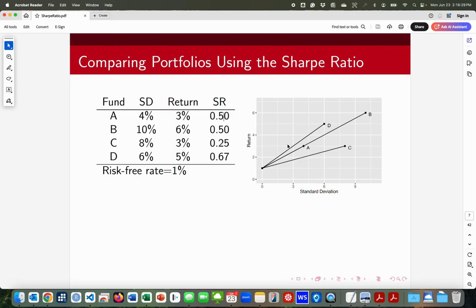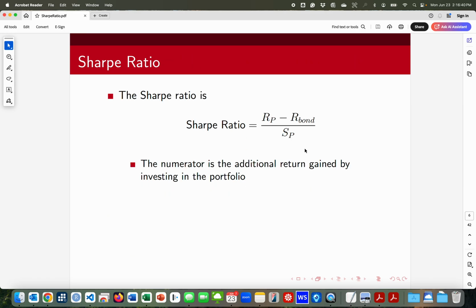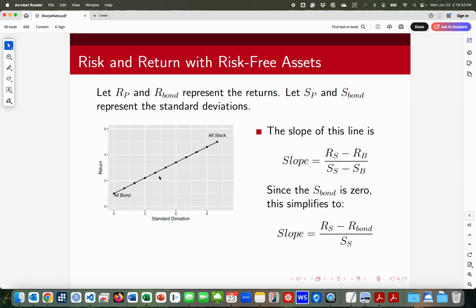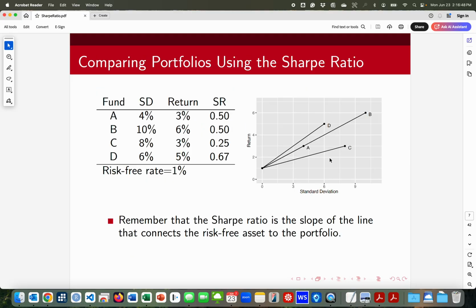In fact, they probably would ignore A and take B, because we can always get A by weighting B with the bond. So if you go back here and look at this line, we can get any combination that we want along this line by just choosing different weights for the stock and the bond. In this example, we could get option A by weighting B with the bond. So option A can actually be replicated by combining B and the bond.